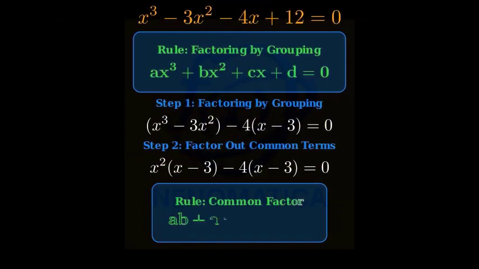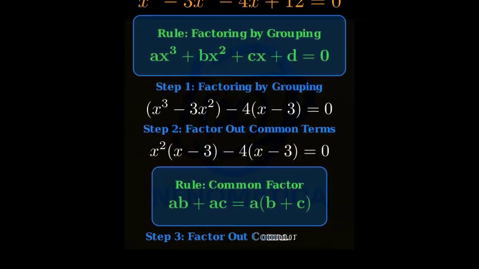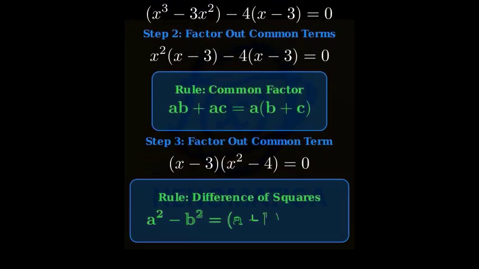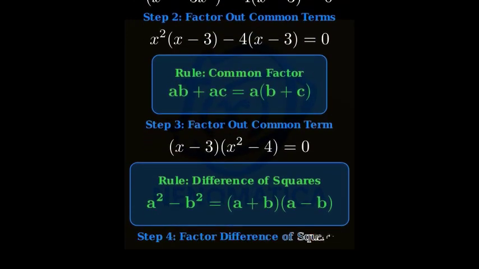Now we can see that both terms have a common factor of x minus 3. So we can factor this out to get (x minus 3) times (x squared minus 4) equals 0. We can further factor x squared minus 4 as the difference of squares. So our equation becomes (x minus 3) times (x plus 2) times (x minus 2) equals 0.